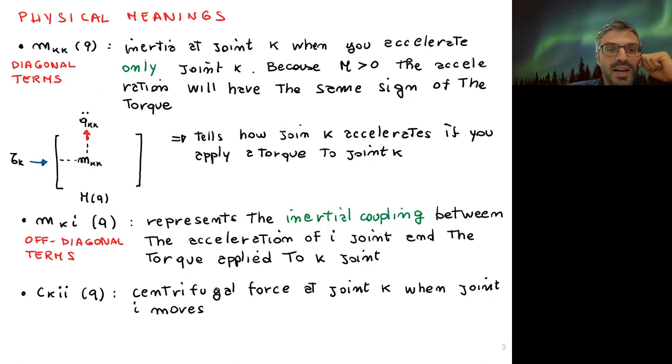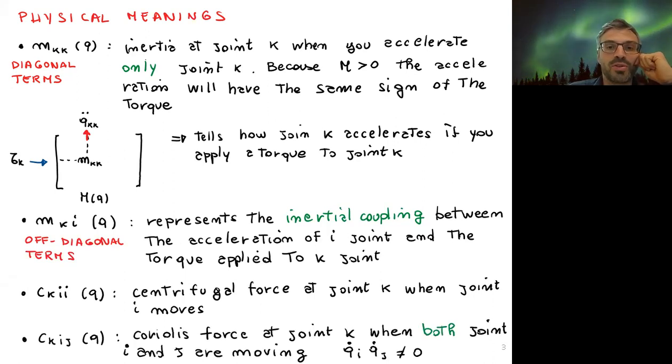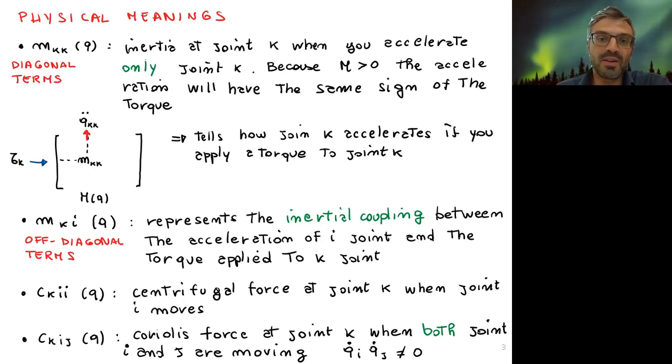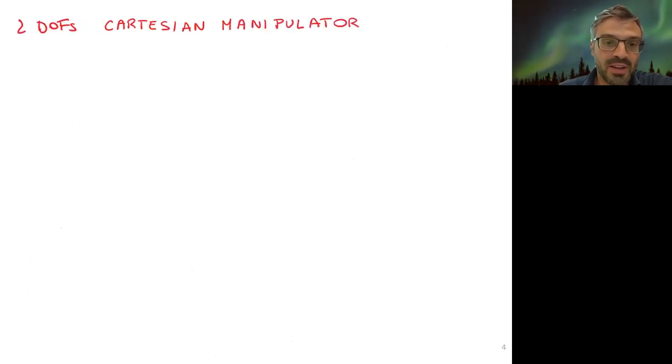And the C_kii represents a centrifugal force at joint k whenever joint i moves, while the C_kij is the Coriolis force at joint k whenever both joint i and j are moving. And you remember we need to have two joints moving, two rotational joints, we will see, moving at the same time to have Coriolis force. And this force can be affecting all other joints that are before that joint in the kinematic chain.